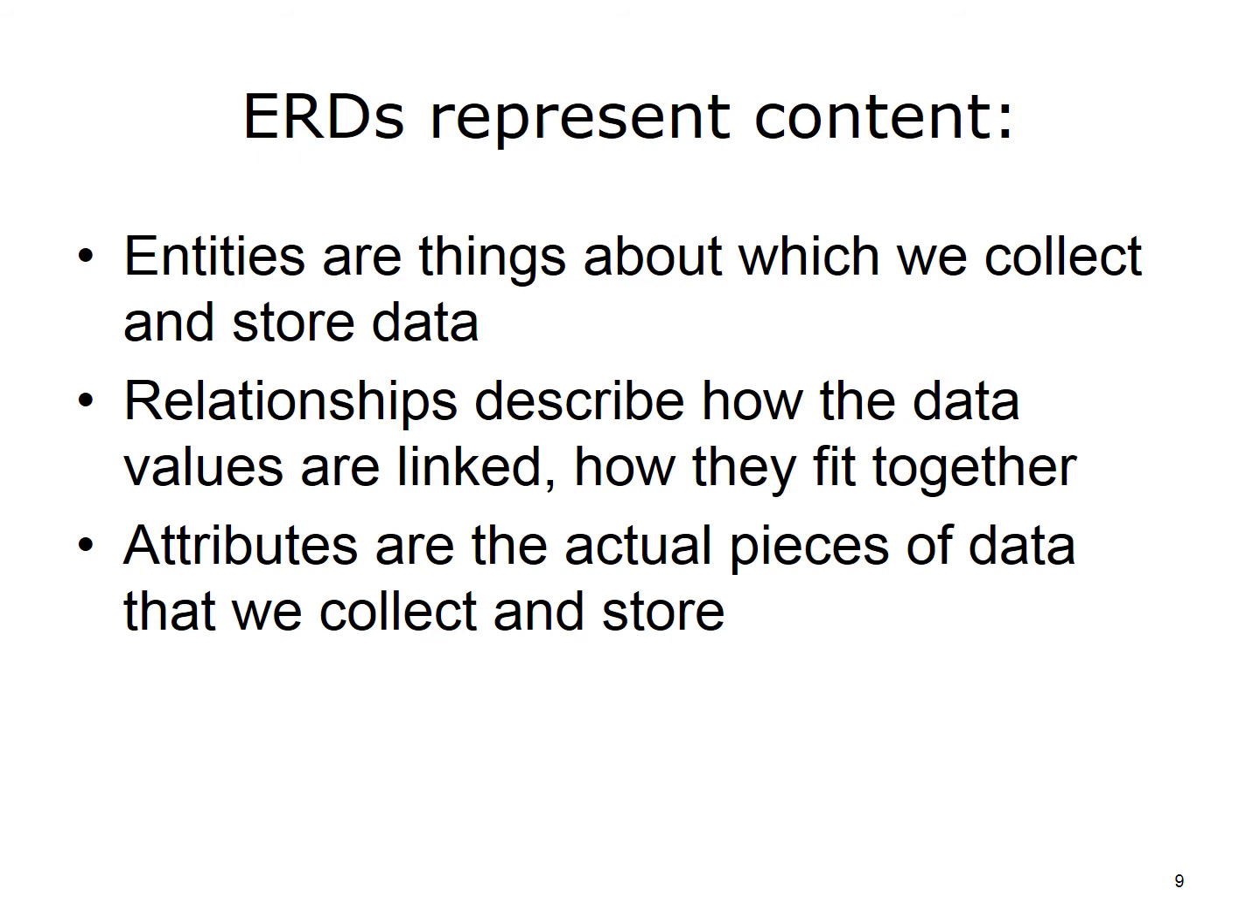1. Entities, or things about which we collect data. For example, cars, people, organizations. 2. Relationships between the data values. For example, a person can have no cars, one car, or many cars. And 3. Attributes, or the data that we collect about the entities. For example, we may be interested in the make and model of a car, or the name and address of a person. Make, model, name, and address are considered attributes of the entities, cars, and people.